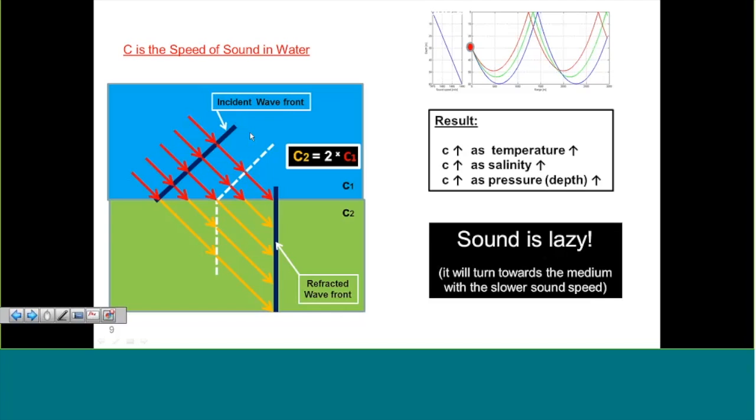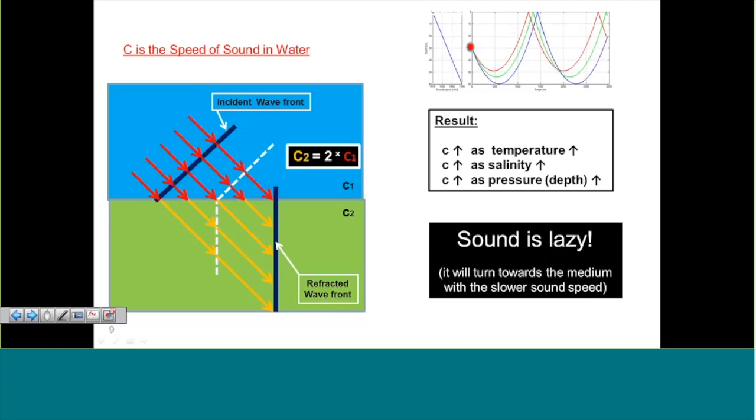And you can see here with the simple diagram that very quickly this wavefront has gone from moving in this direction to moving horizontally. This happens continuously in the ocean, and it has the effect of constantly bending the acoustic waves through the ocean. And it's controlled by the temperature, salinity, and pressure in the ocean.